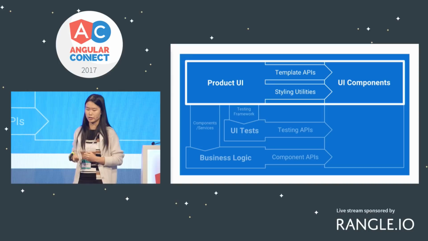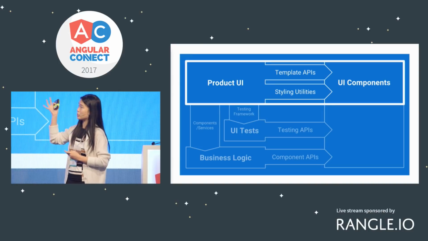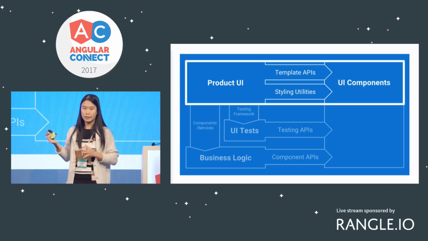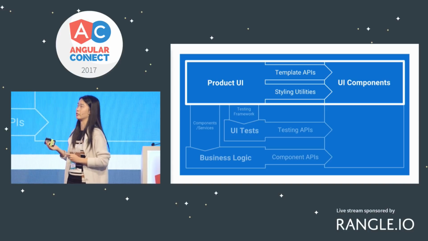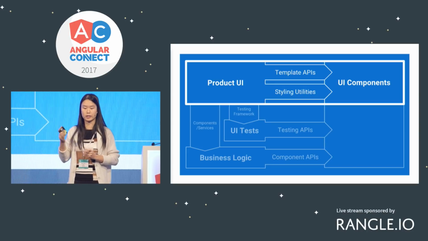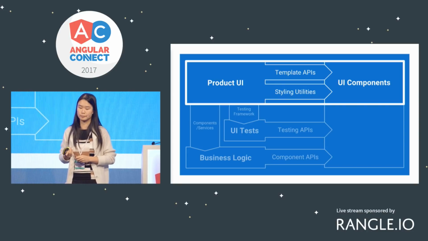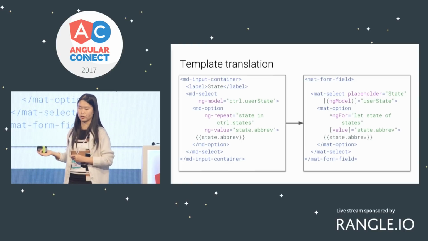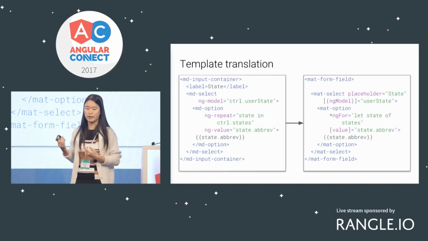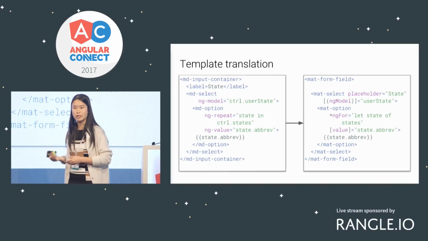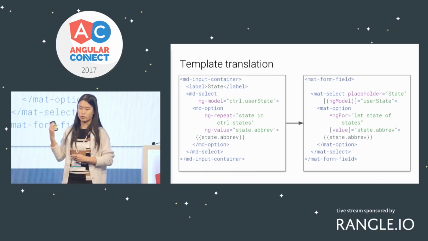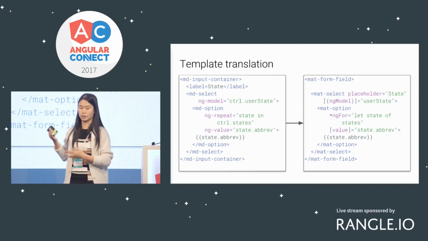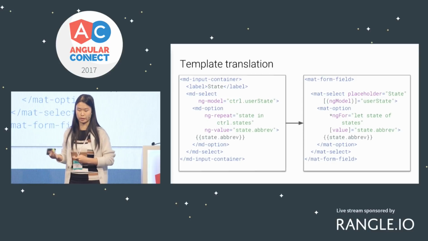So this is best shown by just a short example, but first, let me just go back to this diagram. Our template migration tooling is focused on this part of the interaction, where you have the product UI interacting through templates with UI components. And a transformation looks something like this. So this is an example using AngularJS material and Angular material, where we have a select component that maps one-to-one in both libraries. And the transformation you're making is both with the syntax of the template and with the actual component pieces and the subcomponents and everything that goes into it.